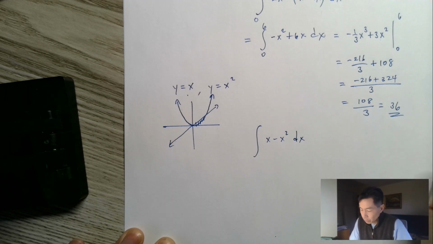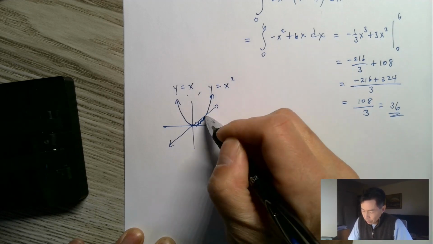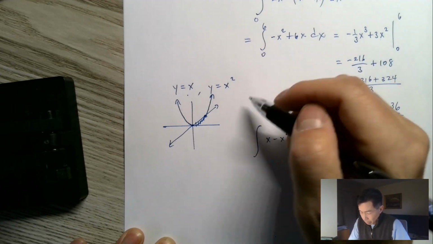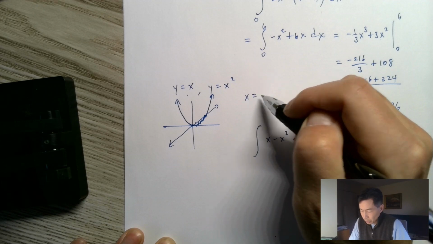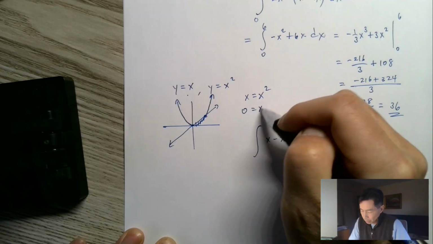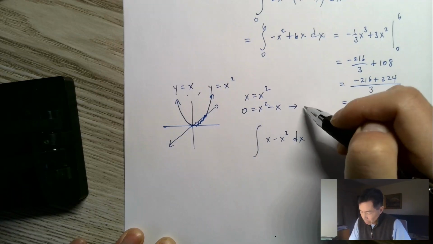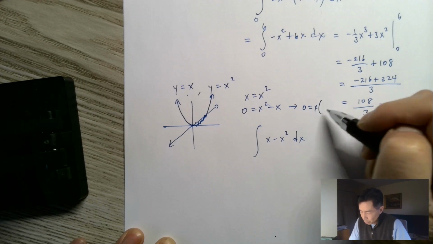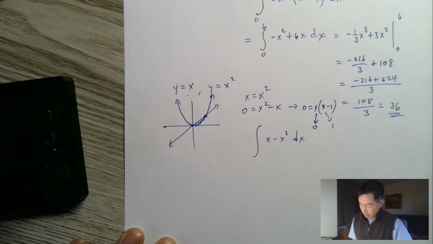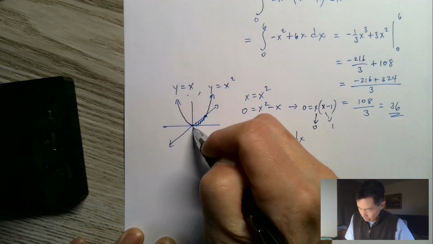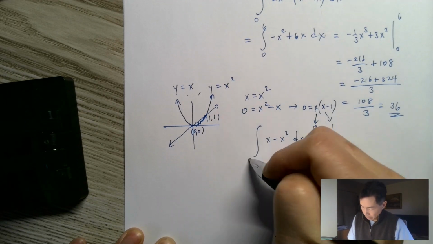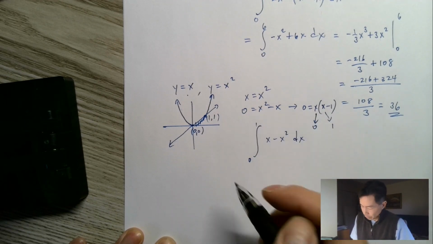Now I need to know the bounds. So to know these 2 points of intersection, I just set the 2 functions equal to each other. x equals x squared, 0 equals x squared minus x, 0 equals x times x minus 1, so 0 and 1. So the intersection points are (0, 0) and (1, 1). Okay, now we can find the antiderivative.